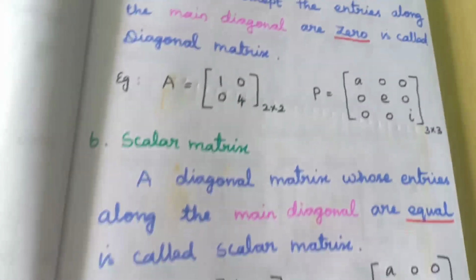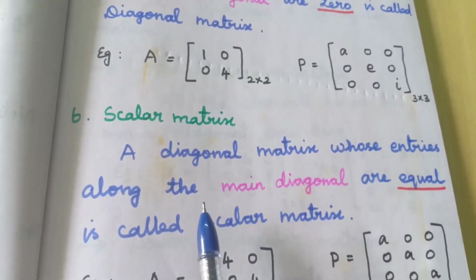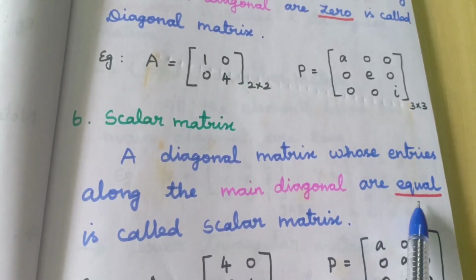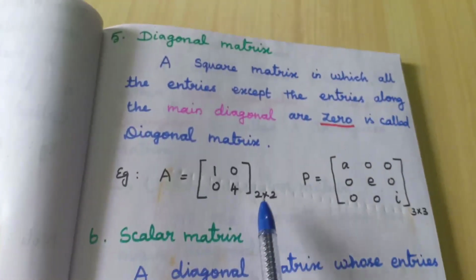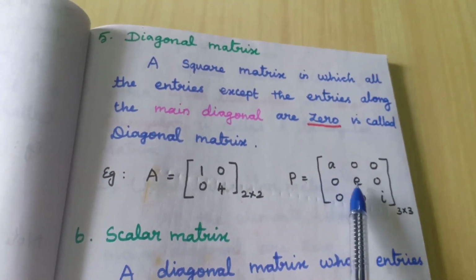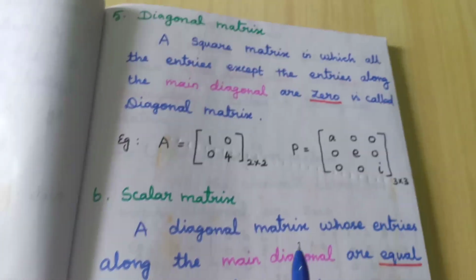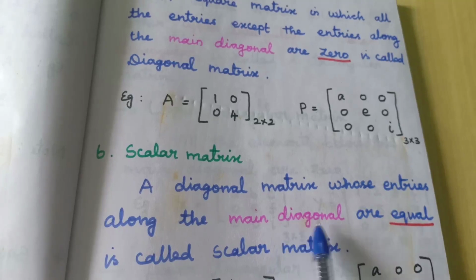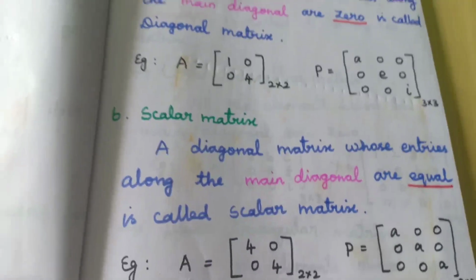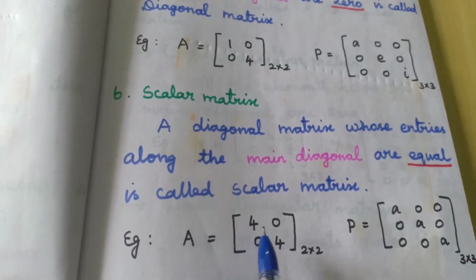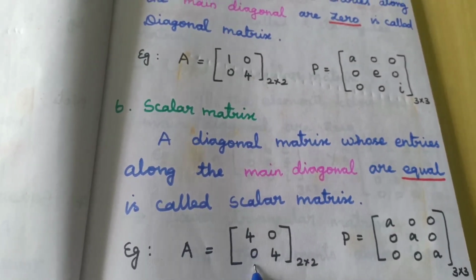Sixth one, scalar matrix. A diagonal matrix whose entries along the main diagonal are equal is called the scalar matrix. So the previous definition is a diagonal matrix where the principal diagonal elements are non-zero. For the scalar matrix, the main diagonal elements are equal, and we call that matrix a scalar matrix. See example, the matrix A. See, main diagonal elements are 4, which are equal. Therefore, this is called the scalar matrix.